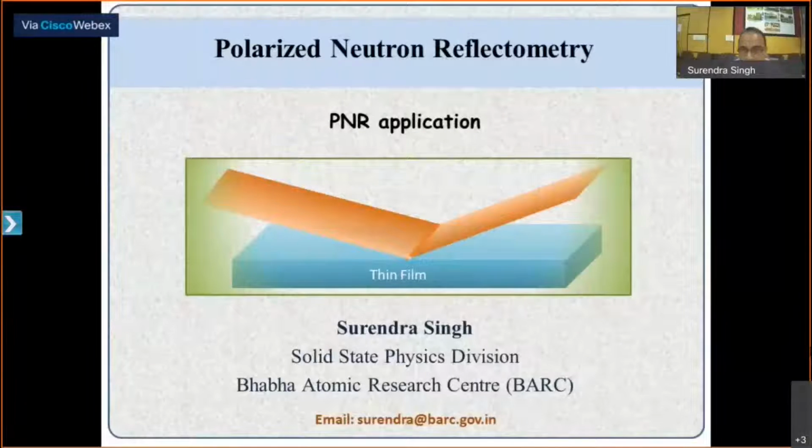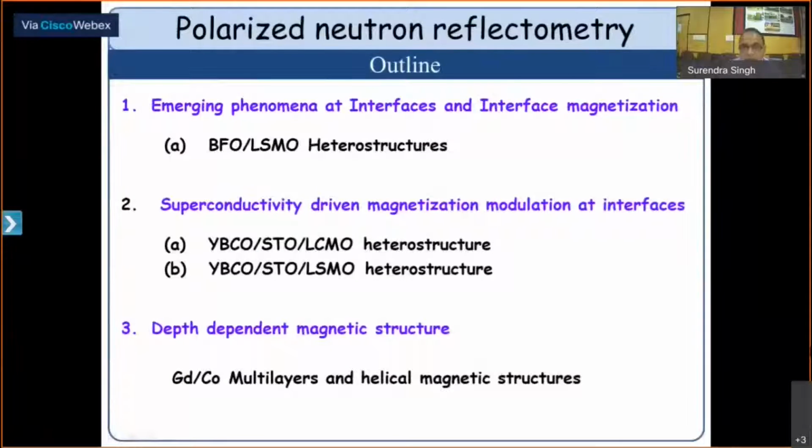And today I'm going to talk about the application of this PNR technique to study interface magnetization. And this is the outline. Briefly, I will be talking about the examples I will be taking in this course. Okay, today's course.